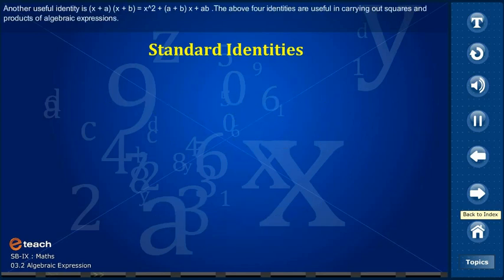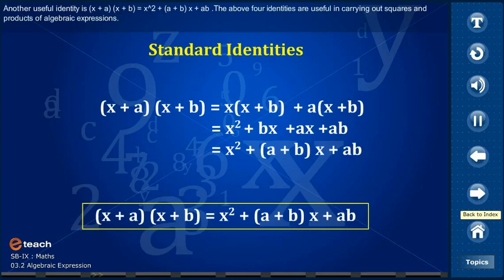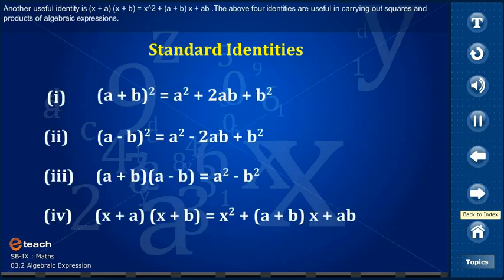Another useful identity is (x plus a) into (x plus b) is equal to x square plus (a plus b) x plus ab. The above four identities are useful in carrying out squares and products of algebraic expressions.